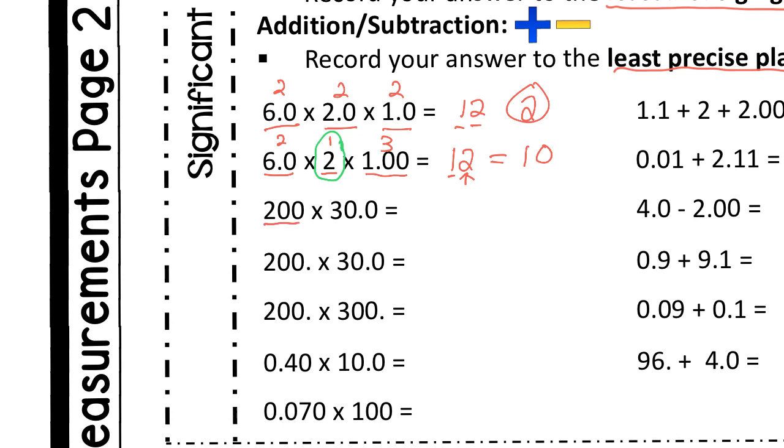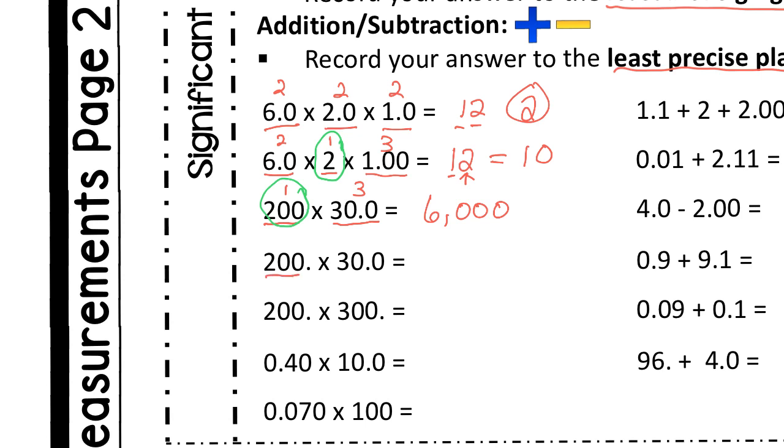Let's take a look at the next example. I've got 200, which has 1 significant figure, and 30.0, which has 3 significant figures. So my answer is going to need 1 significant figure because this has the lowest number of significant figures. When you put it in the calculator, you get 6,000. 6,000 has 1 significant figure, so you're good to go. Let's look at the next example.